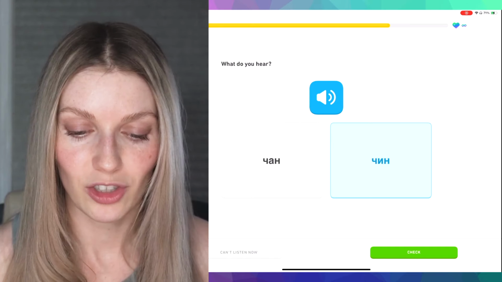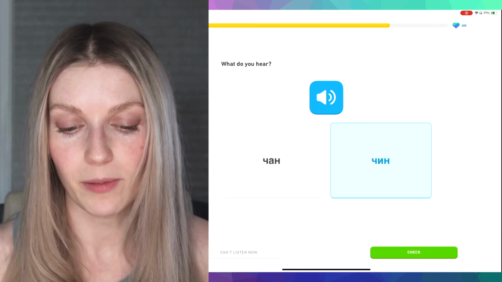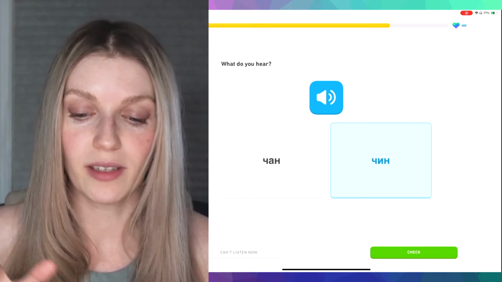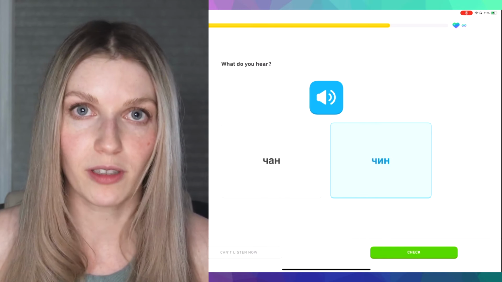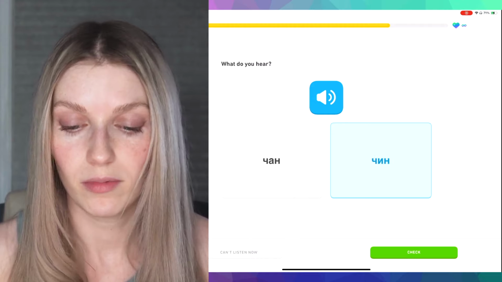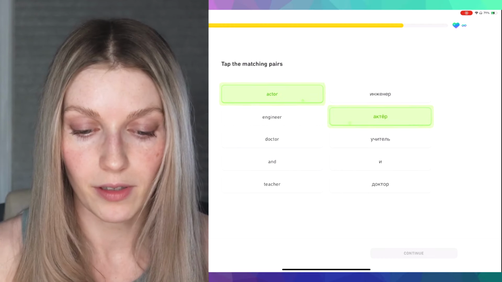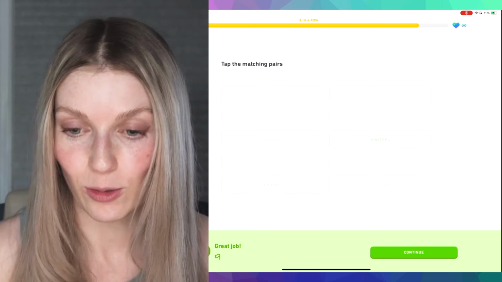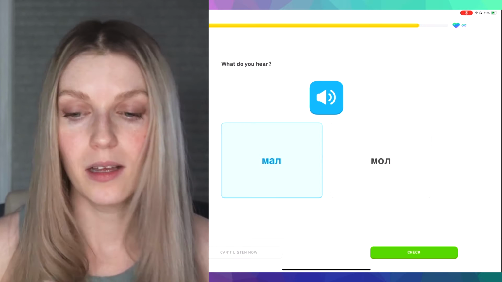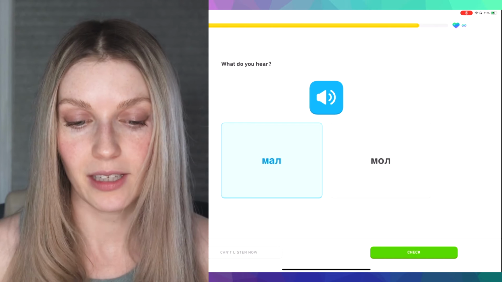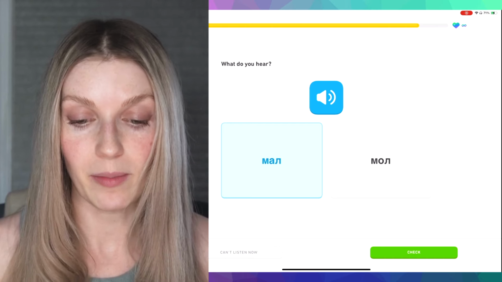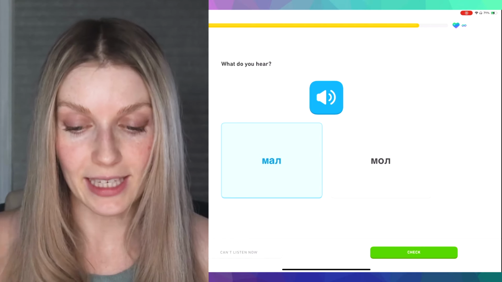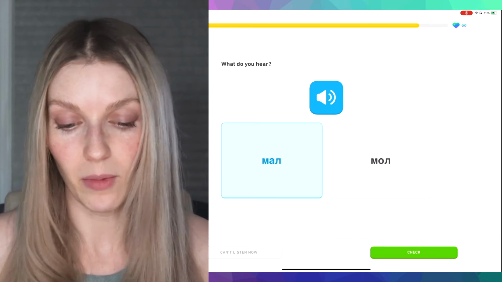Chin. Chan. Yeah, to me, this is more of a practice of the parts of the whole word, because Chan and Chin are not separate words on their own. So Chin, that's what I hear. And back to my favorite, match madness, and we know teacher is учитель. Мал. Мал, мол are also very phonetically similar to one another, so I'm glad that Duolingo does a very good job in introducing and training the ear to hear the difference. But well, мол, I hear мол.